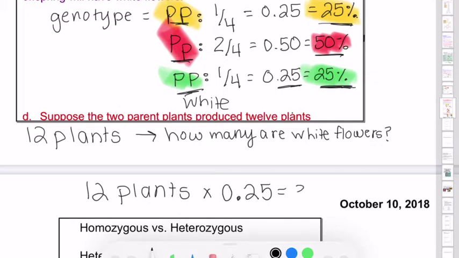I was just double checking, mostly because I wanted to make sure that it worked out properly for you. So yeah, definitely a way that you can do that in your calculator is this. So how many of them are going to be white? Well, if we're using the same parents, then we should see roughly 3 of the 12 plants would be white. Okay, so 3 of the 12 would be white flowers.